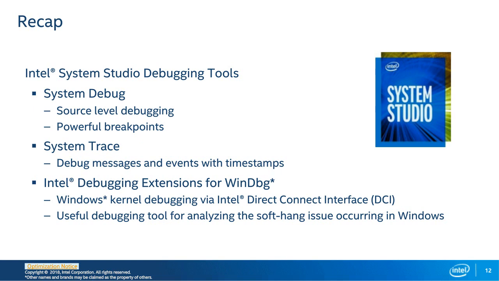System Debug is the tool for source level debugging. It can show C code of the current process for UEFI and Linux kernel. It also provides several kinds of breakpoints. Users can track the source code to point out where the suspect is.